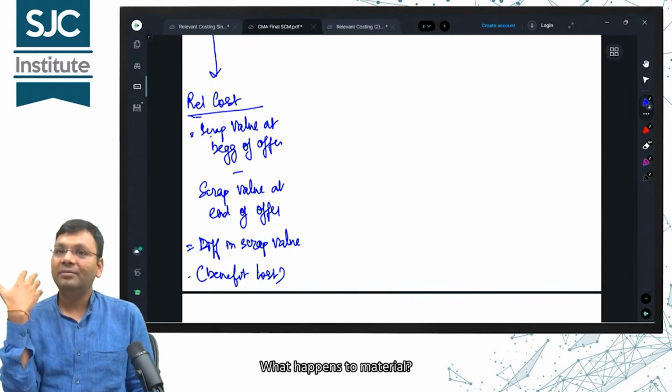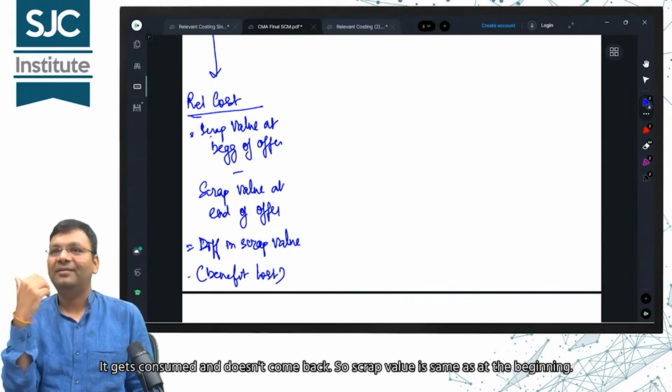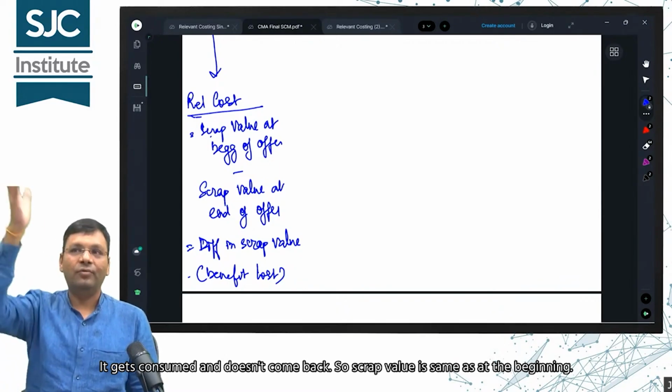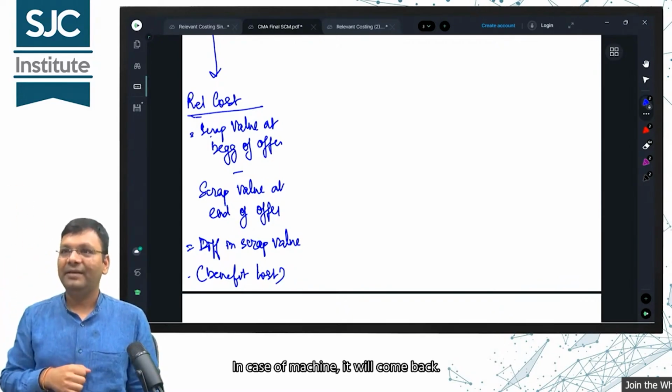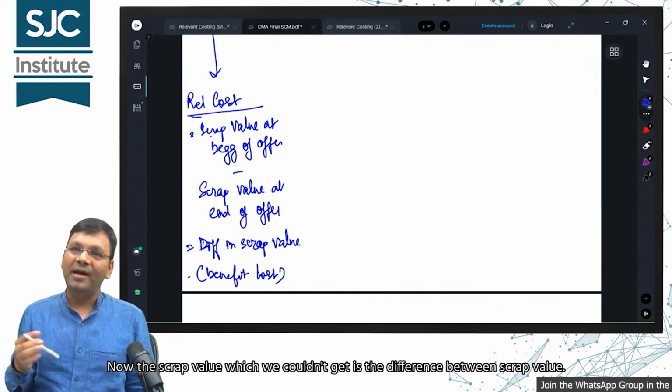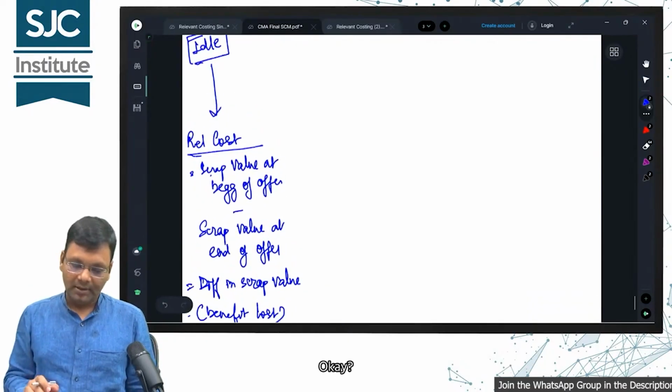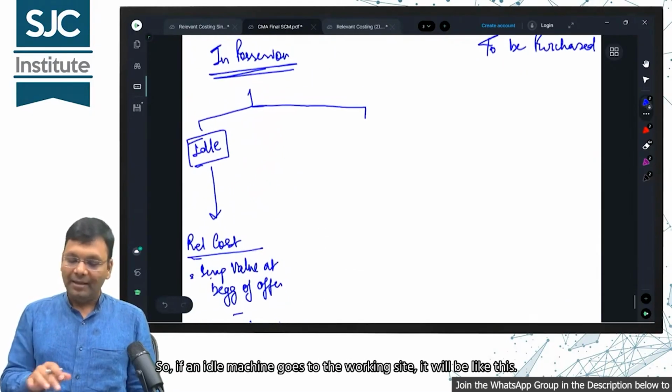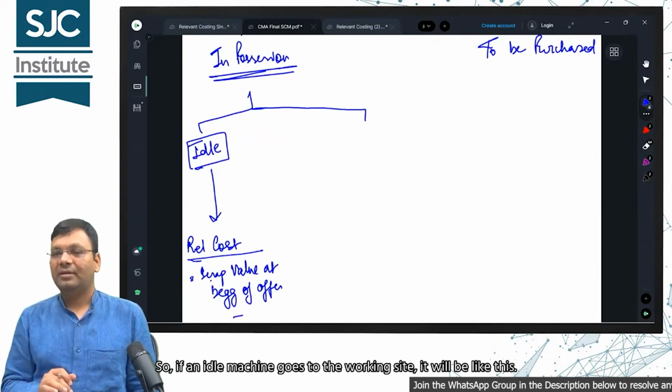What happens to material? It gets consumed and doesn't come back. So scrap value is the same as at the beginning. In case of a machine, it will come back. You'll get back some scrap value. Now the scrap value which we couldn't get is the difference between the scrap values. Okay. So if an idle machine goes to the working site, it will be like this.